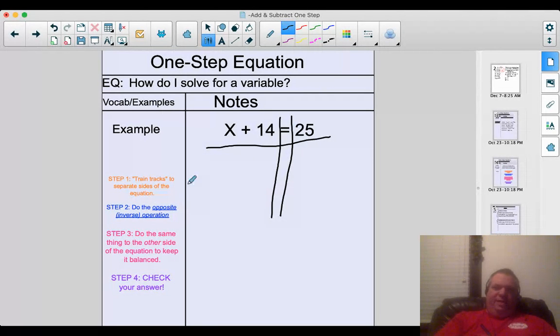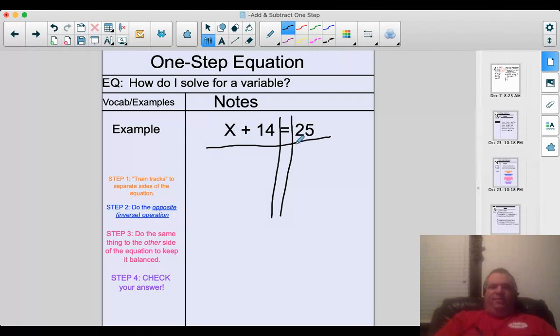It tells me to do the inverse operation. So right now, x had 14 added to it. So I had some number, I added 14 to get 25. What I want to do is I want to undo that so that x is all by itself.